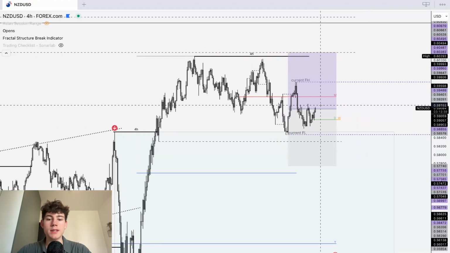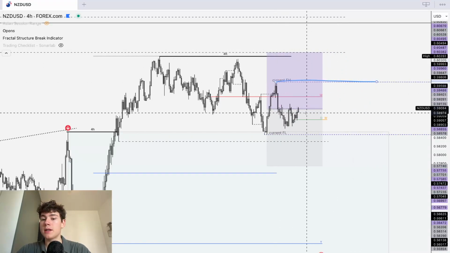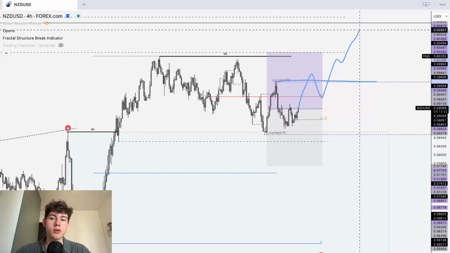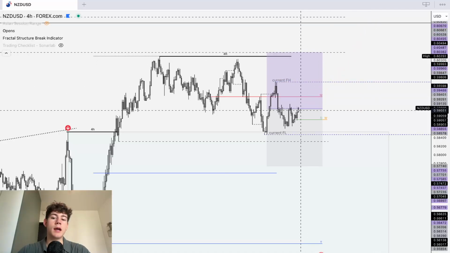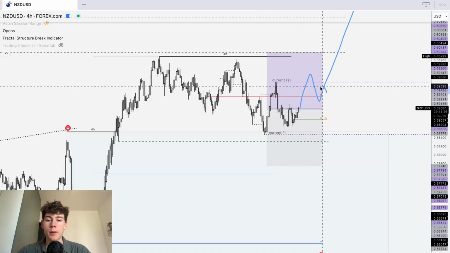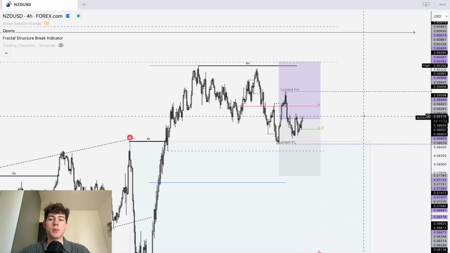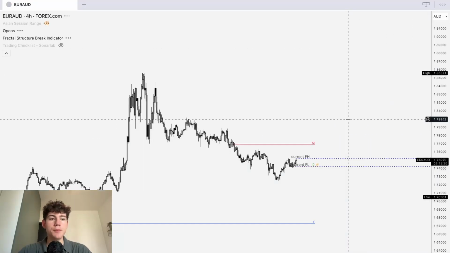So also on NZD USD, I'm expecting to break up higher. Like once we break this high, I'm 100% sure that we're just continuing up higher. So then I'm looking for something like this. So break the high, tap in towards monthly level, and from here just trade up higher. So that's my analysis on NZD USD.